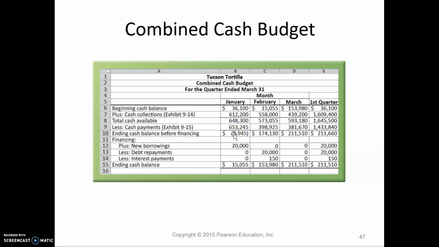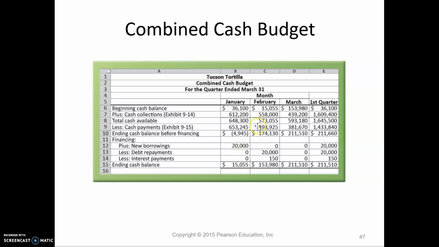Okay. And so we don't want to borrow just enough to have zero as our ending cash balance. Typically, companies will set a required minimum cash amount that they want to have. So you will borrow to make sure you're at least at the minimum cash amount.